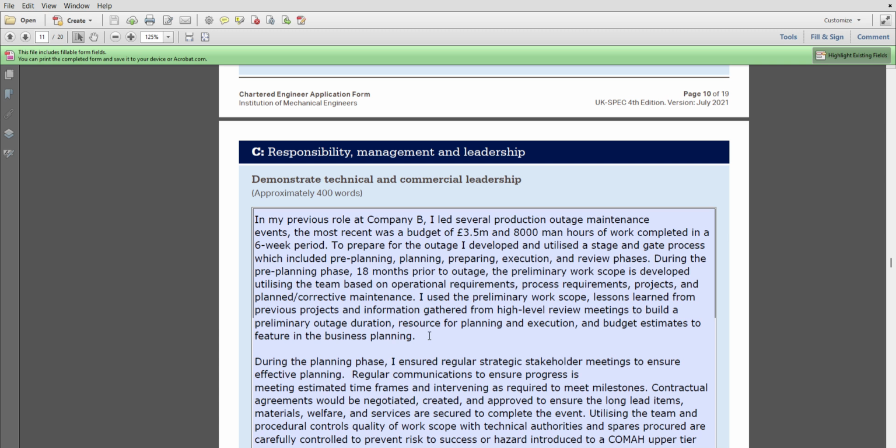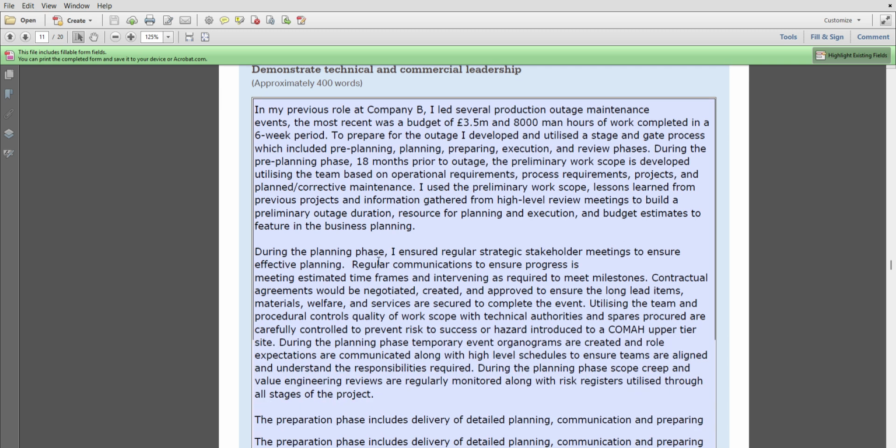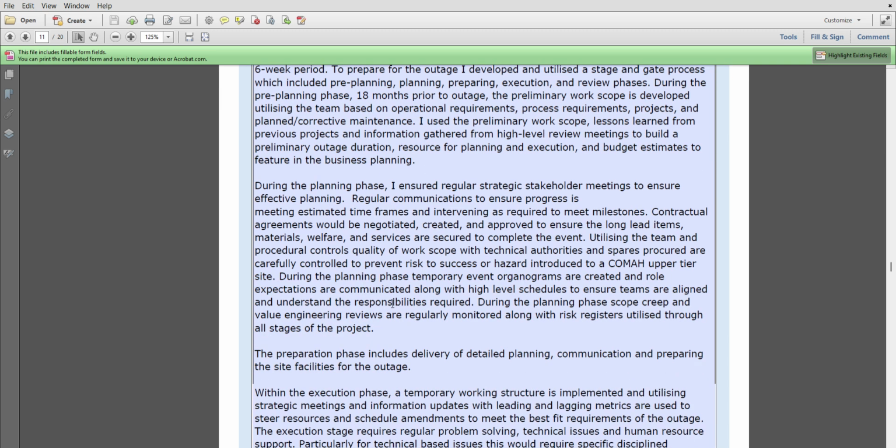I used the preliminary work scope, lessons learned from previous projects, and information gathered from high-level review meetings to build a preliminary outage duration, resource for planning and execution, and budget estimates to feature in the business planning. So this is a very good example of not just project management, but also business acumen. These are the sort of examples you should bring out in your report. Remember, you've got just 400 words.